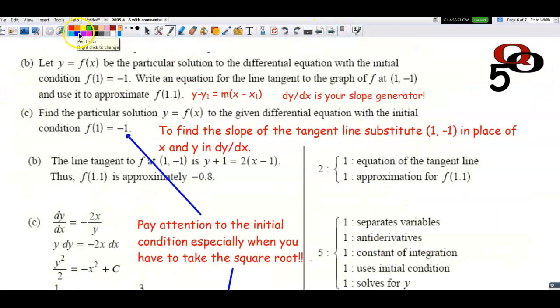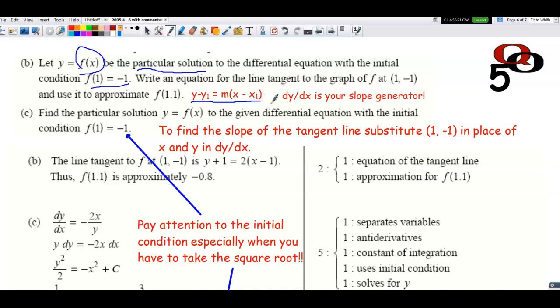In letter B, let y equal f of x be the particular solution. Now, they're not asking us to solve yet, to the differential equation with initial condition 1, -1. So when x is equal to 1, y is equal to -1. Write the equation for the line tangent to the graph of f at 1, -1, and use it to approximate f of 1.1. So we're going to begin with the equation of a line.